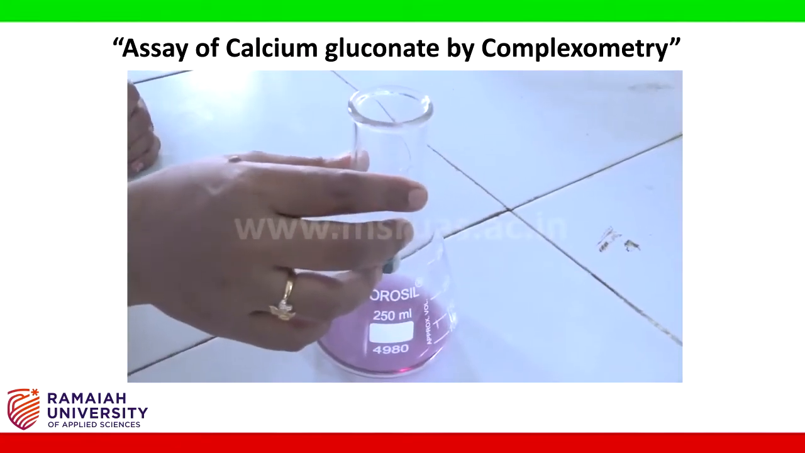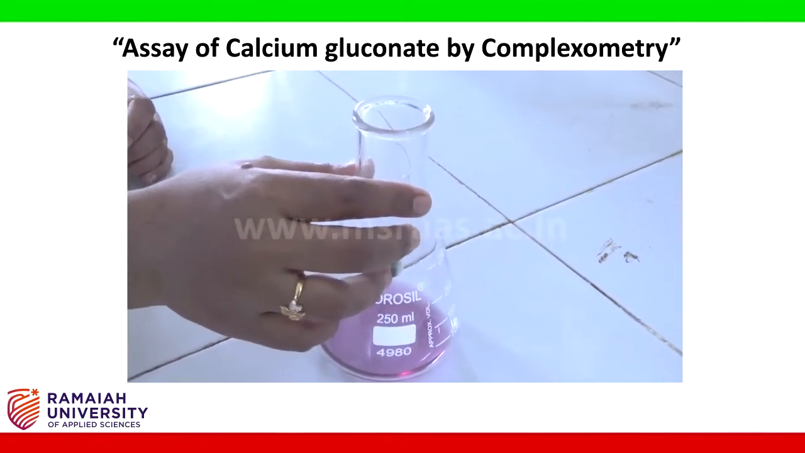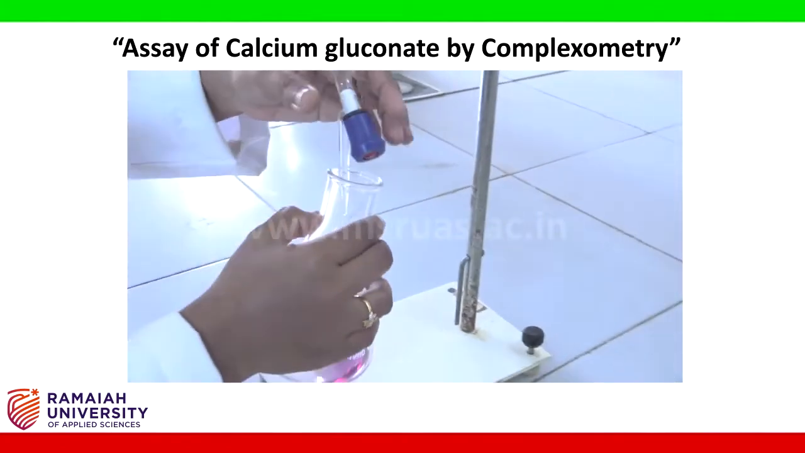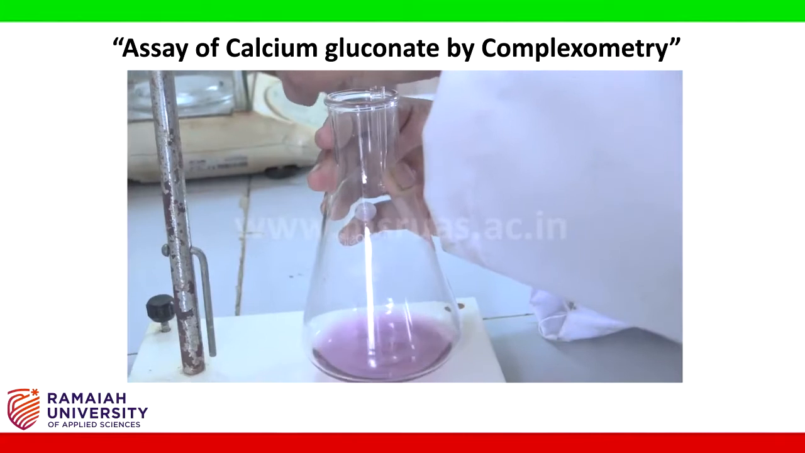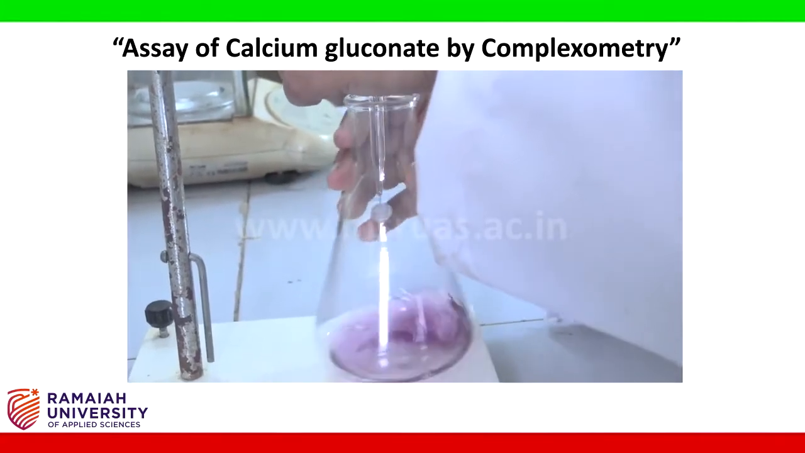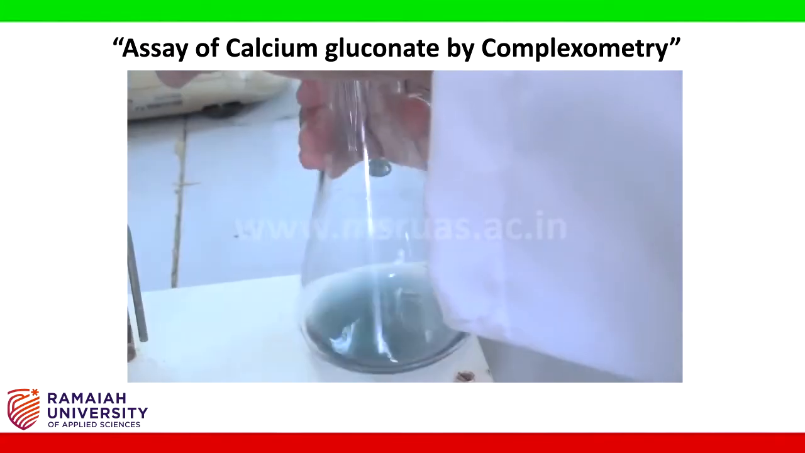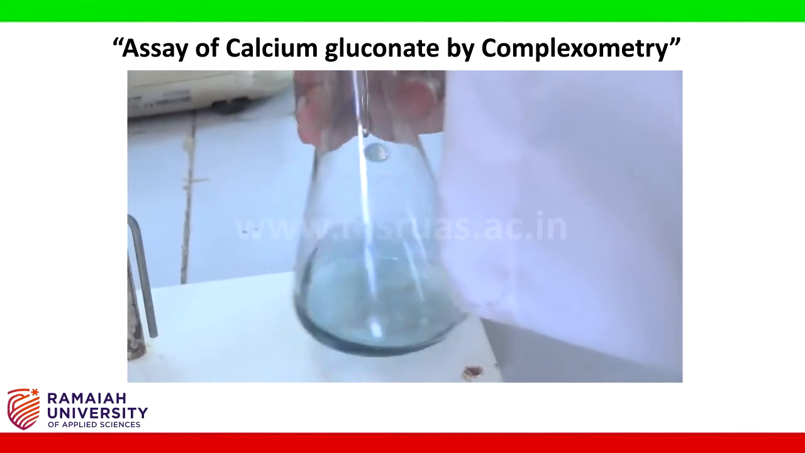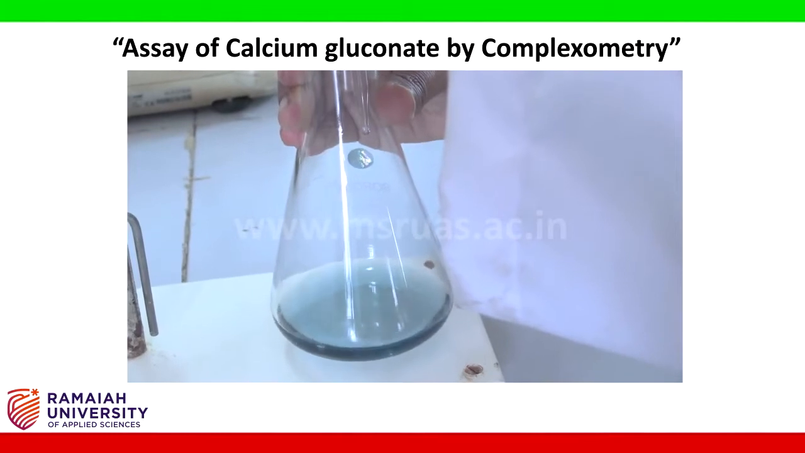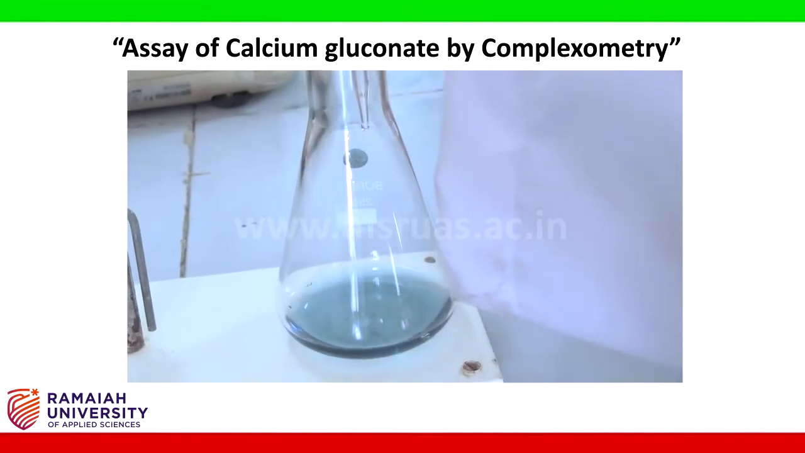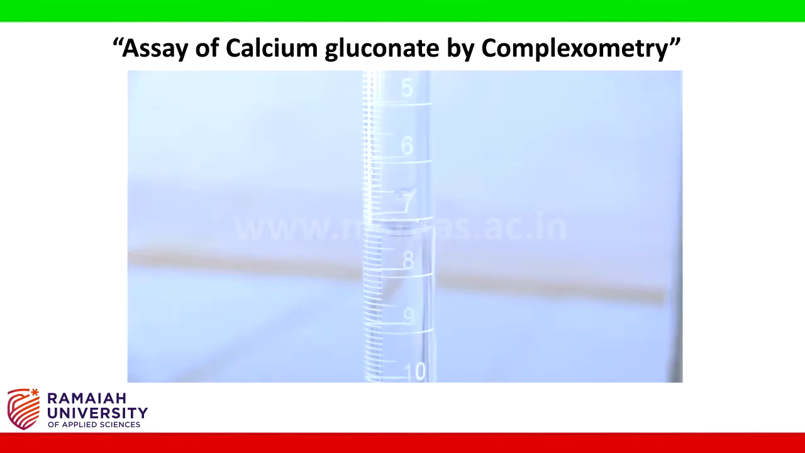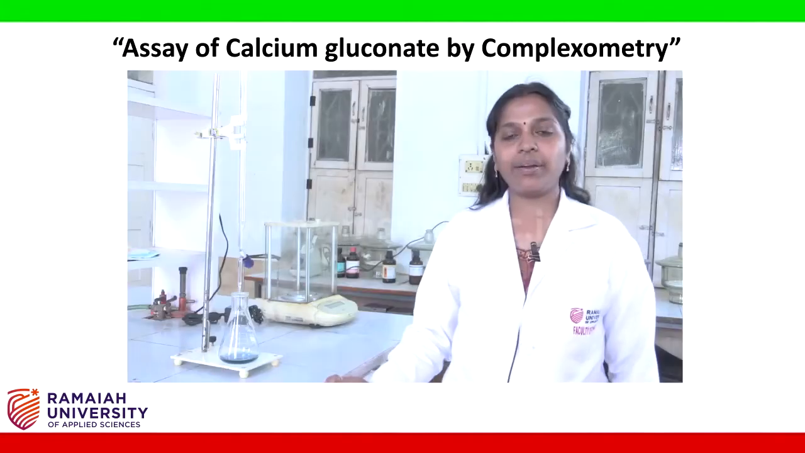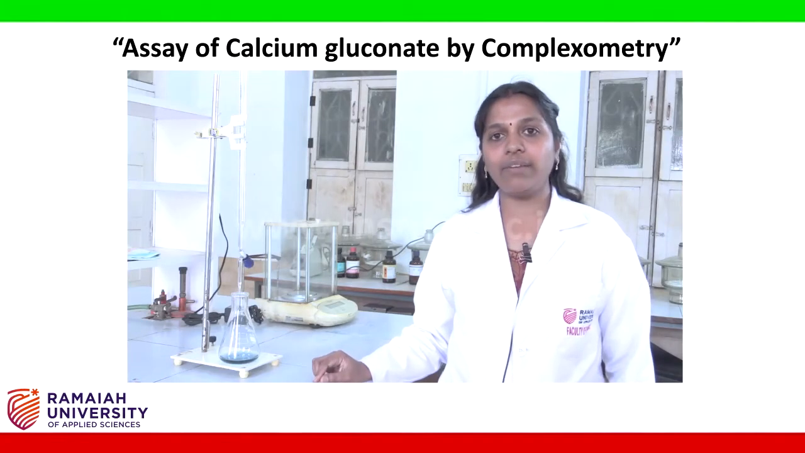After that, we have to titrate with 0.05 molar disodium edetate solution. The solution changes to blue color. Endpoint is the appearance of blue color. First time the reading obtained is 7.3. Repeat the titration to get concordant values.